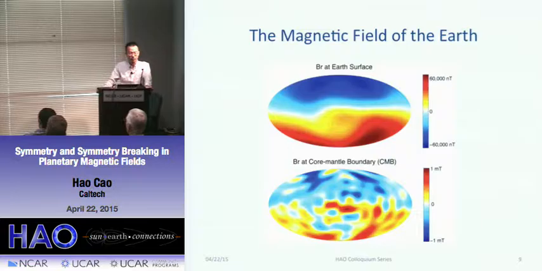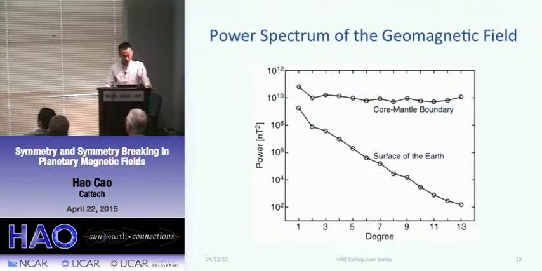So the observation is actually at the surface, and then the core-mantle boundary is an extrapolation. It's an extrapolation from the surface observation. Yes, and the only assumption that goes into the extrapolation is that the electrical currents flowing in the mantle are negligible at this level. So it's a pretty good assumption.